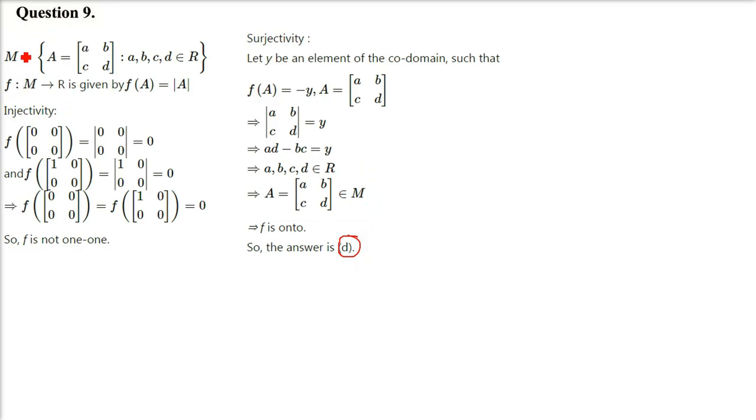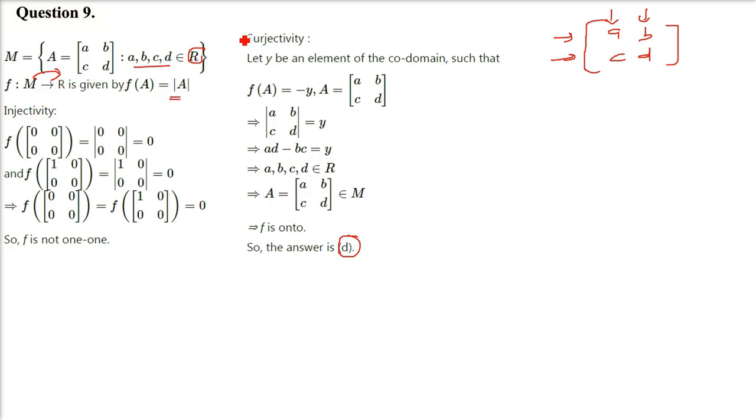Onto but not 1 to 1. How do we prove it? Because M is all about 2 by 2 matrices, and the question is from M to R, we are taking a, b, c, d. You can take some other symbols, say t1, t2, t3, t4. a, b, c, d we have taken just to make it a 2 by 2 matrix, and these a, b, c, d are taken from real numbers. The question is saying f(A) equals, I'm saying it as a mod, but it is not a mod. It is basically the determinant. f(A) equals the determinant of A.